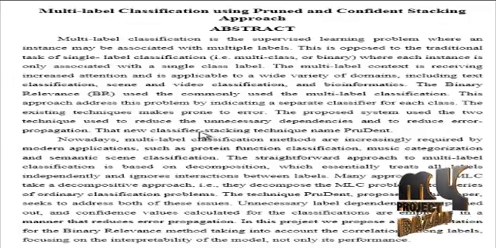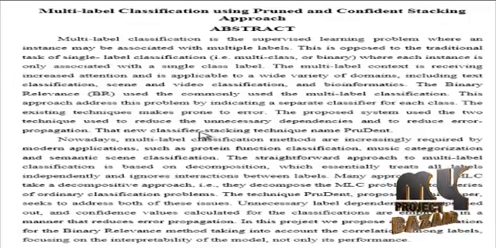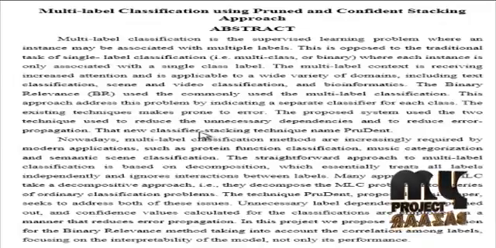Let's discuss the project abstract. Multi-label classification is the supervised learning problem where an instance may be associated with multiple labels. This is opposed to the traditional task of single-label classification, where each instance is only associated with a single class label. The multi-label context is receiving increased attention and is applicable to a wide variety of domains, including text classification, scene and video classification, and bioinformatics.